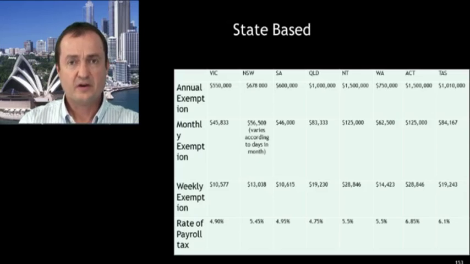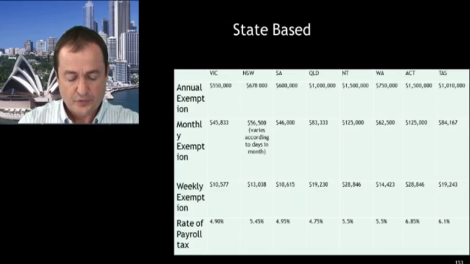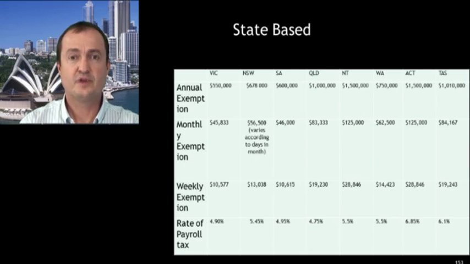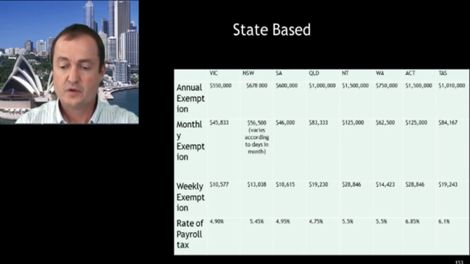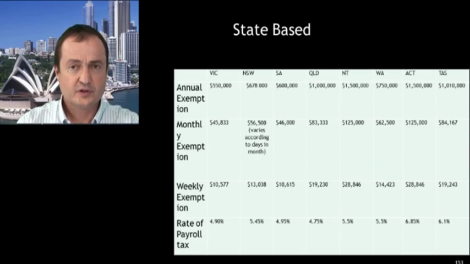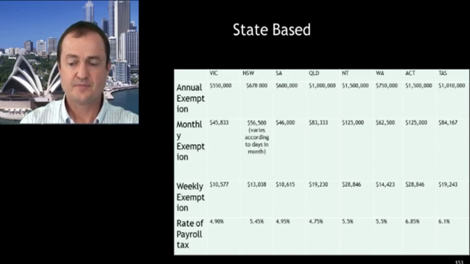Chapter 10 is dealing with payroll tax. Payroll tax is a state-based tax, and as you can see from this slide, the rates and thresholds vary amongst the states. So with most states, if your monthly wages exceed the threshold, then you will pay tax on the excess. So for example, if you're in New South Wales and your monthly wages exceed 56,500, the rate is 5.45.